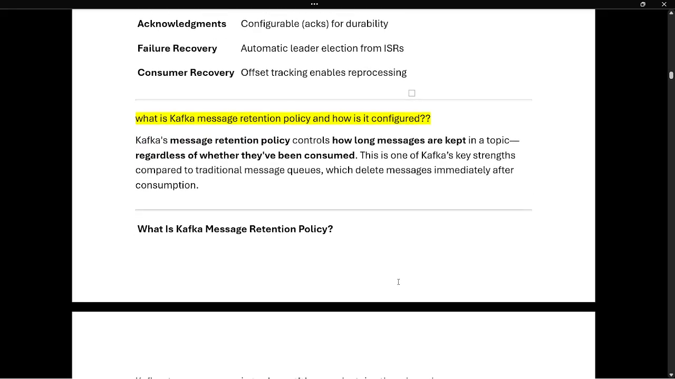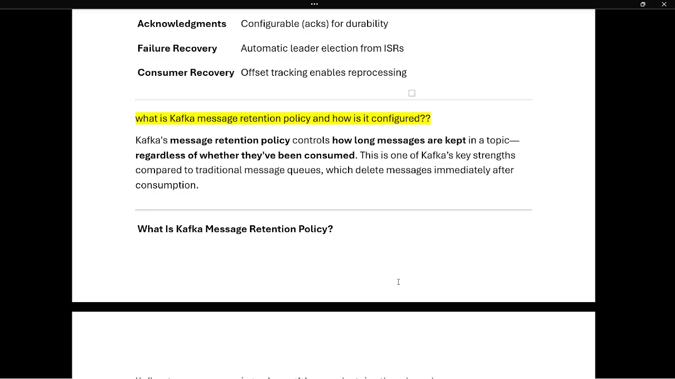Now coming to the next question: what is the Kafka message retention policy and how is it configured? As I already explained, we have to set the retention policy, even after the consumer is consuming the data, or even if you have set the acknowledgement also.